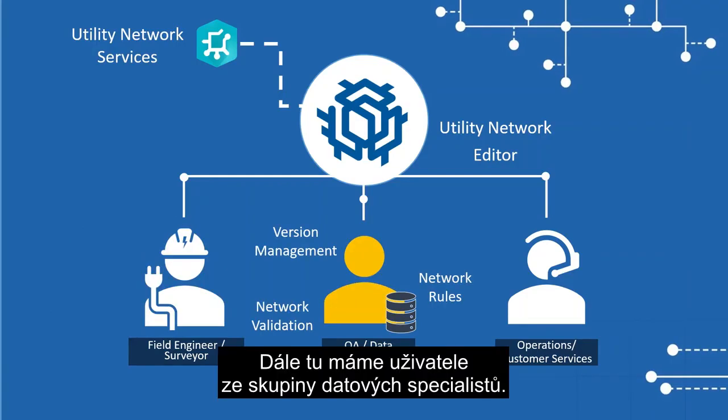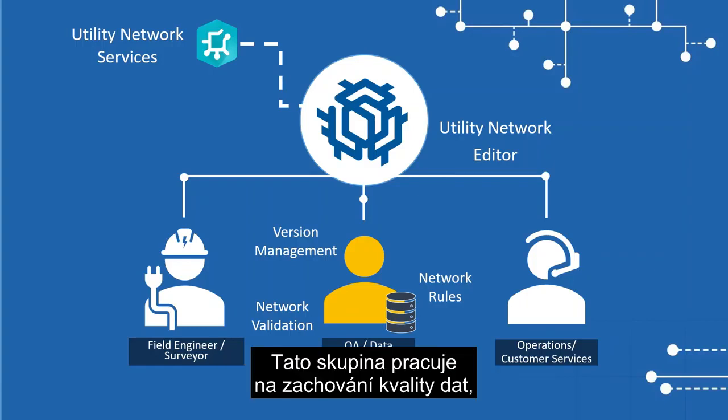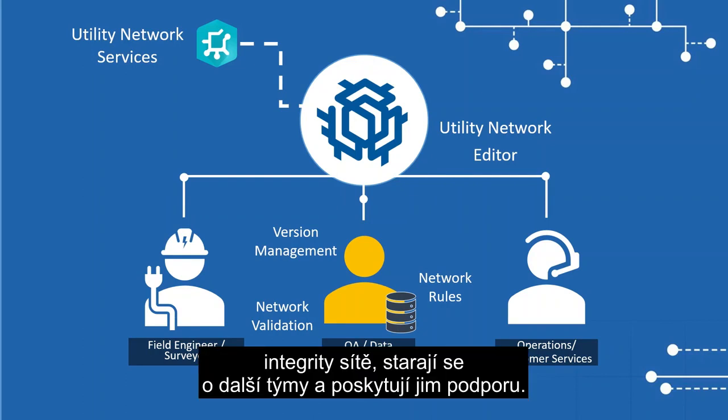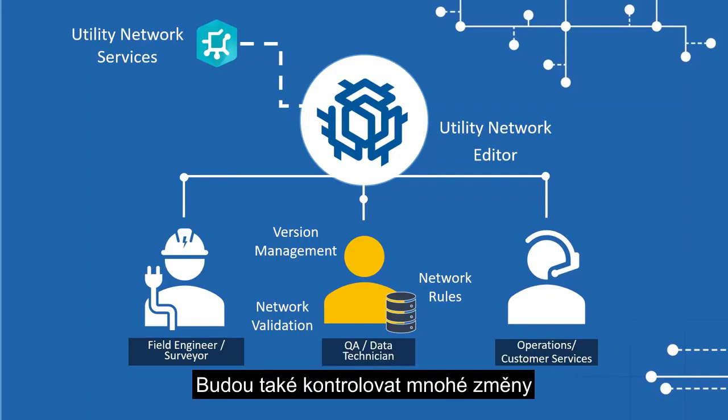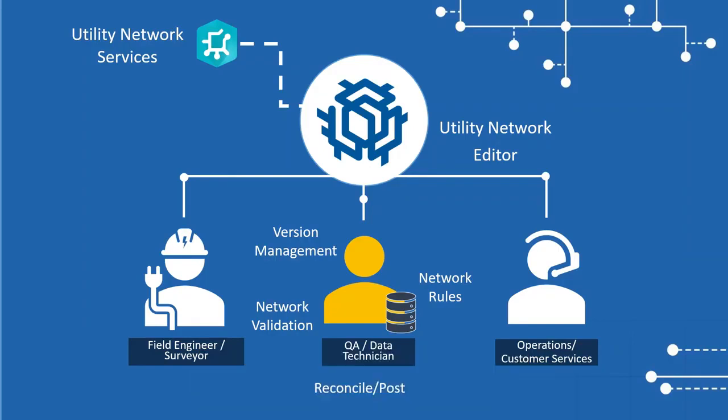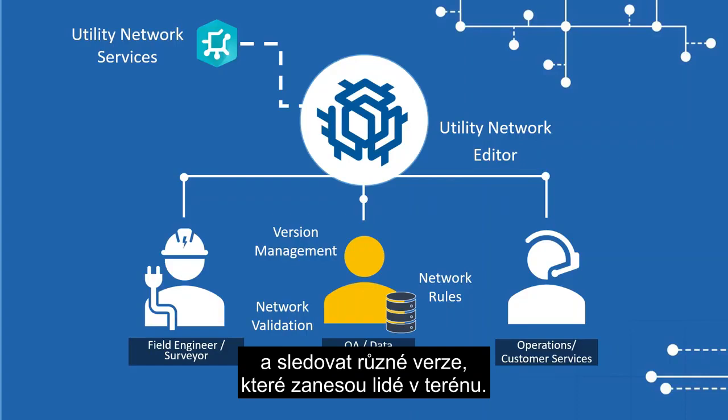Next, we have a QA or data technician user group. This group is more focused on maintaining the data quality and integrity of the network. They might be managing and supporting other teams, and they will likely be reviewing many of the changes and branched versions which have been created by the field editors.